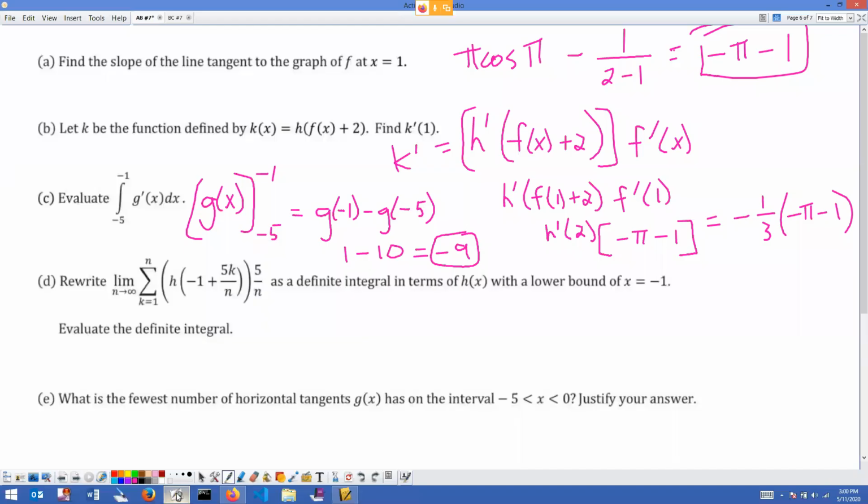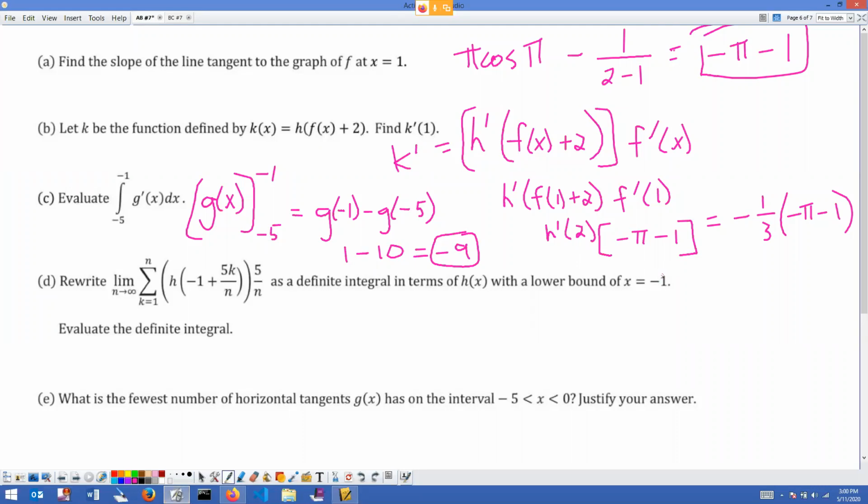All right, part D here. For part D, we are trying to rewrite this limit, the limit as n approaches infinity of the sum from k equals 1 to n of h of -1 plus 5k over n times 5 over n, as a definite integral. And it's telling us that the lower bound is -1. We should have been able to figure that out anyway.